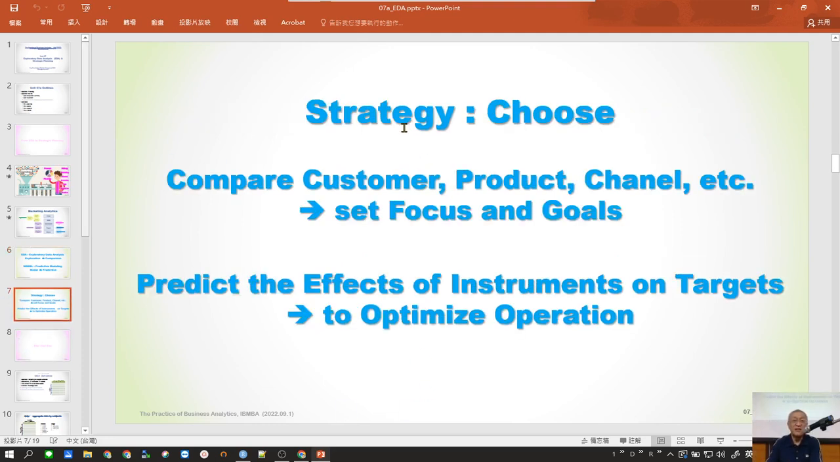Now, as I say, strategy is nothing but choice, right? So you compare your customer, compare your product, compare your channel to set the focus and goal, okay? And that is what we want to do in your midterm, okay? And this is what we will do in our final, okay? Got it?